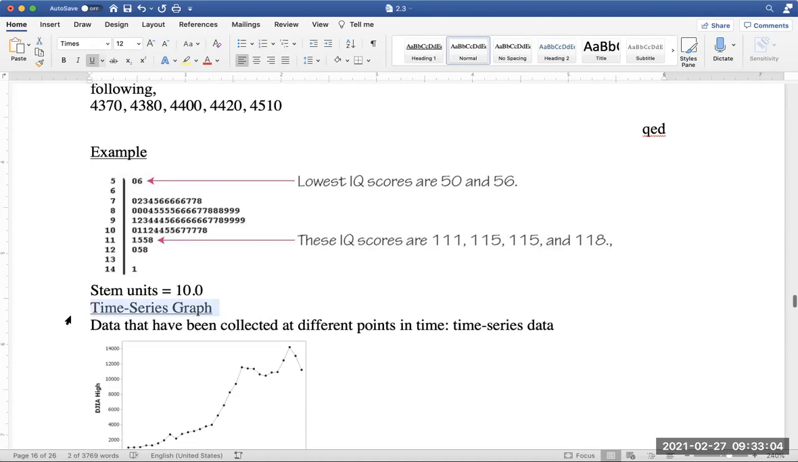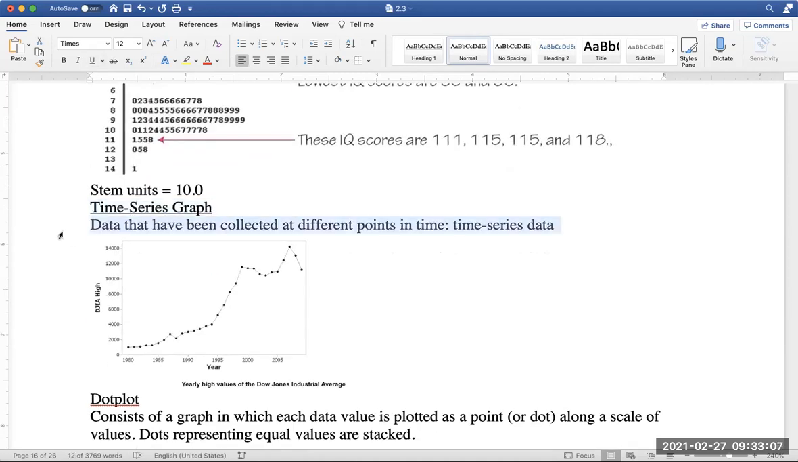A time series. If your data has been collected over time, then we'll call this a time series graph. So let's say this is the Dow Jones, the yearly high of the Dow Jones.